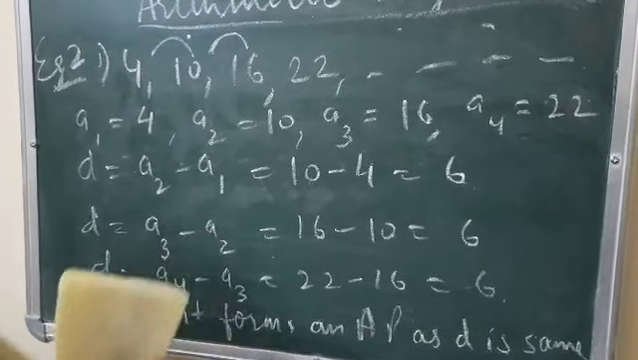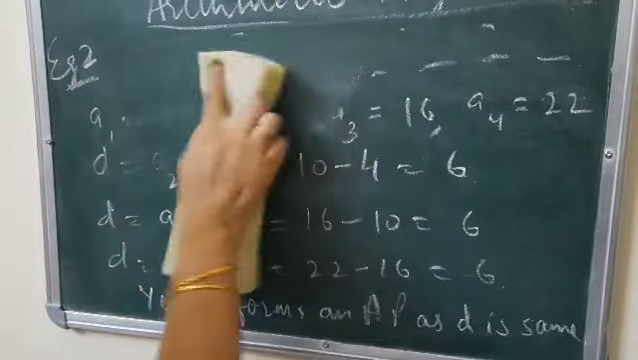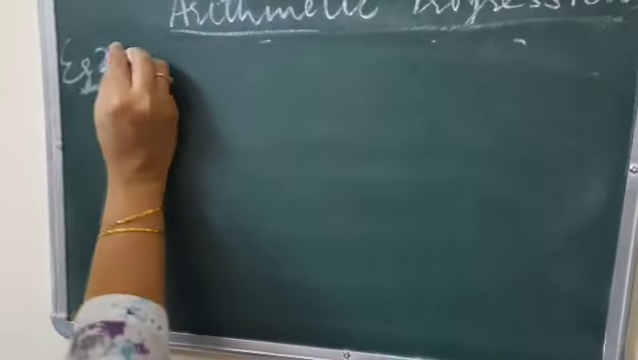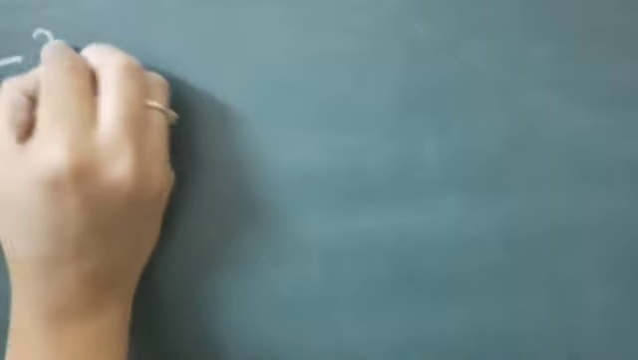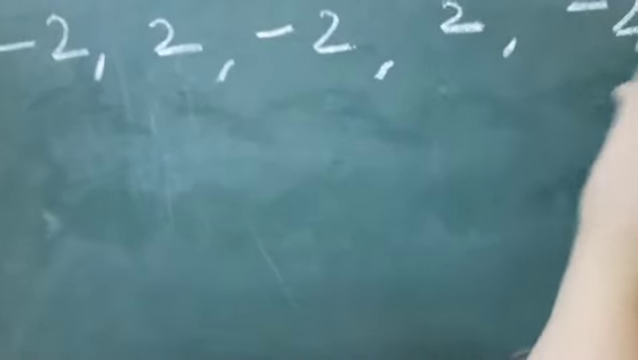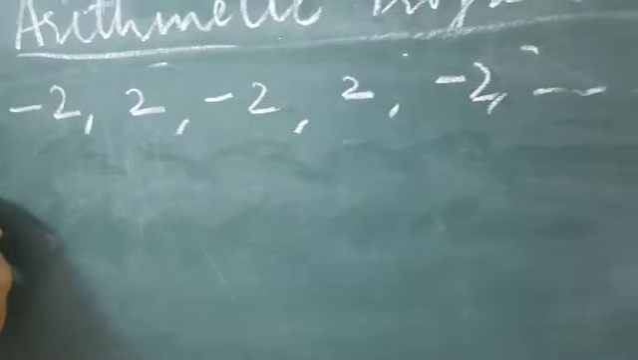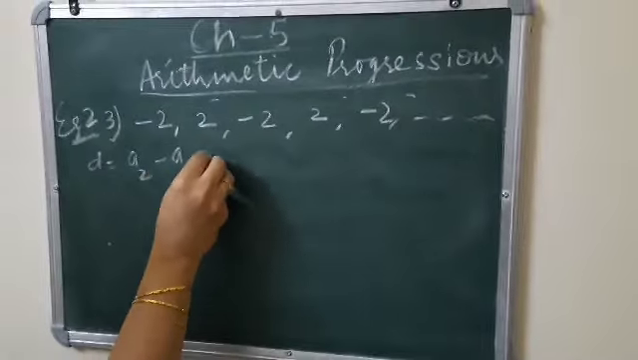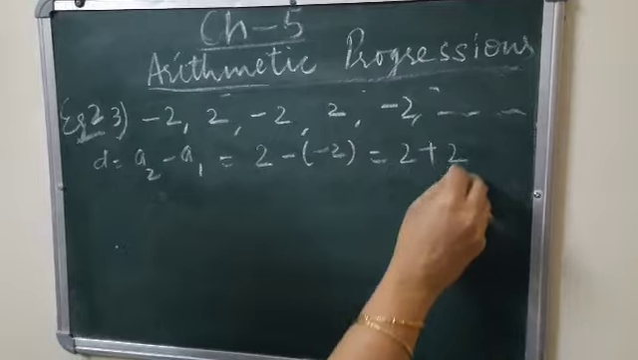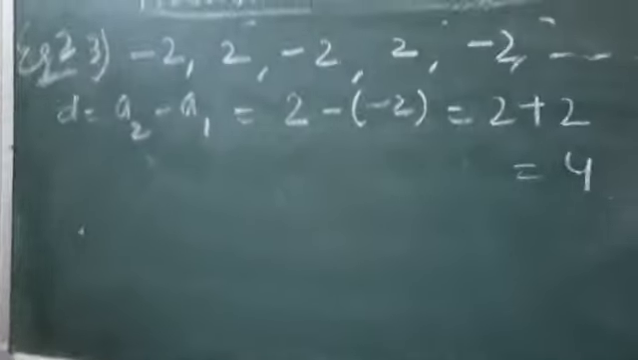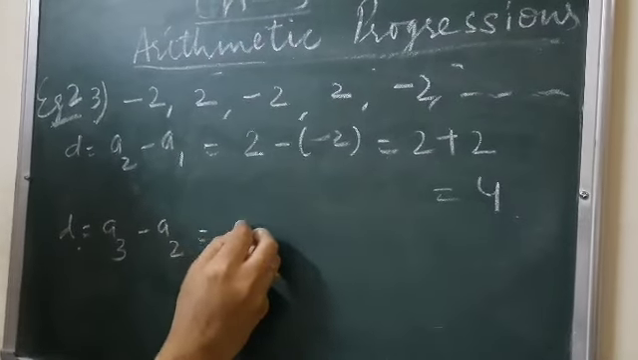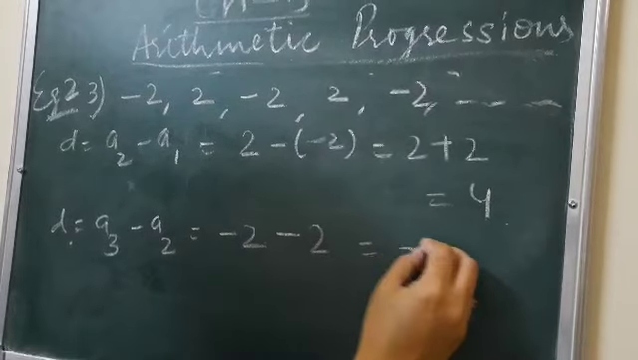So this is your first part. One more part I am doing for this example. I am doing the third part. There are 4 parts in it. Rest of the 2 parts you'll do yourself. Minus 2, 2, minus 2, 2, and minus 2, and so on. So first we'll find D, A2 minus A1. It will be 2 minus minus 2, which is 2 plus 2 equal to 4. So first D is 4. Next D, A3 minus A2, minus 2 minus 2. So it is minus 4.